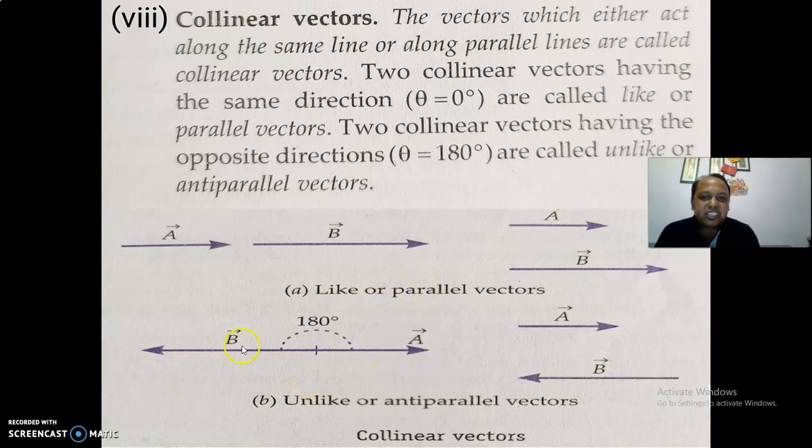At the same time, you can see another example here where A and B are acting along the same line but in the opposite direction, making an angle of 180 degree. Or you can see they are anti-parallel. They are in the opposite directions, not acting in the same line but along the opposite direction and parallel to each other. So the angle is again 180 degrees. So these kinds of collinear vectors are called unlike or anti-parallel vectors.